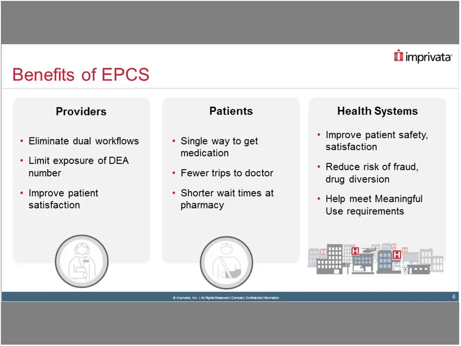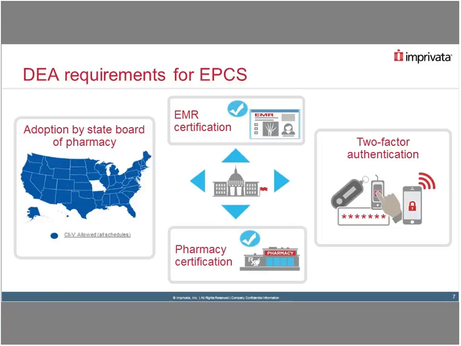But in order to deploy EPCS, we've got to meet the DEA requirements. And if you've looked at the DEA's interim final rule, you know that it's fairly complex, and there are a number of requirements you have to meet. At a high level, the state needs to authorize EPCS, and to this point, all 50 states now allow Control 2 through 5 controlled substances to be prescribed electronically.